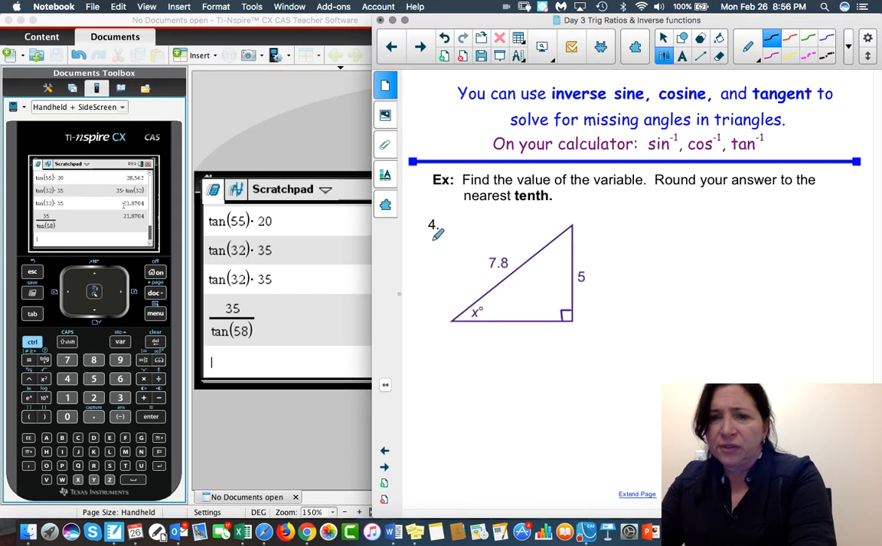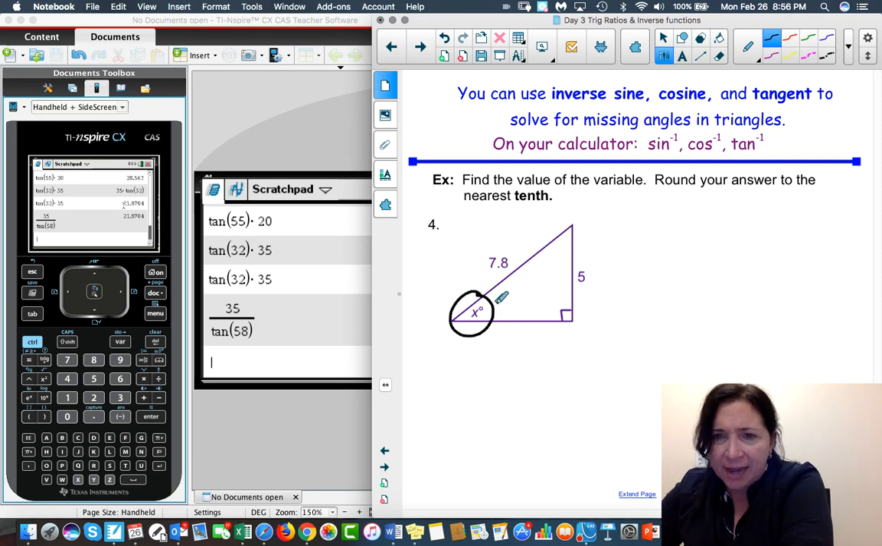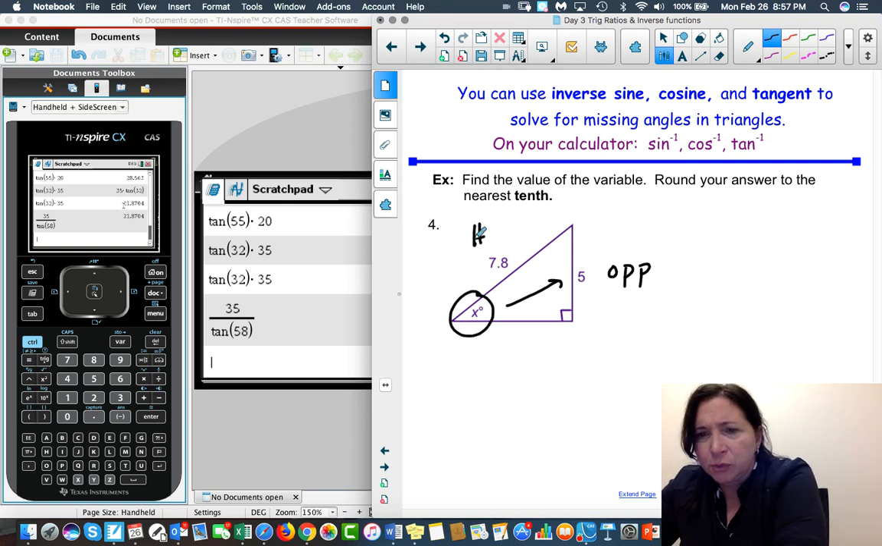Okay, so just a review. Let's do one more of these using inverse sine, cosine, or tangent. If you are here and you want to find that angle, you have to ask yourself, what do you have? You have this side, which is the opposite side, and this side, which is the hypotenuse. So which one uses the hypotenuse and the opposite side? That's sine. So sine of the angle is equal to the opposite side, which is 5, over 7.8.